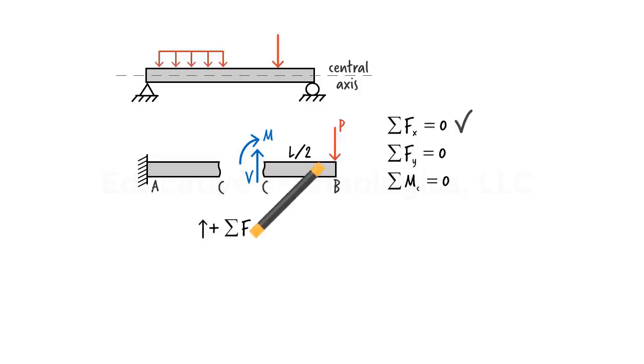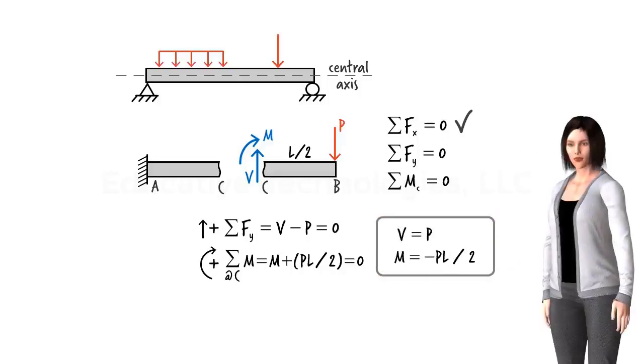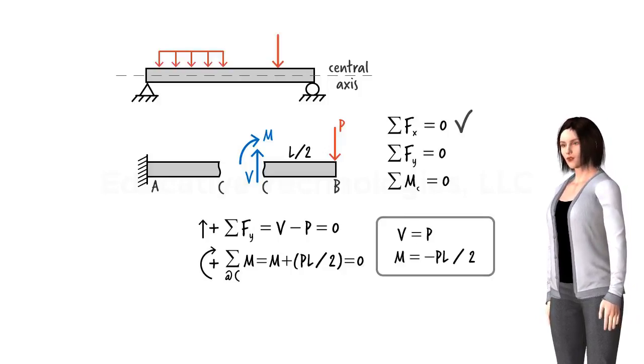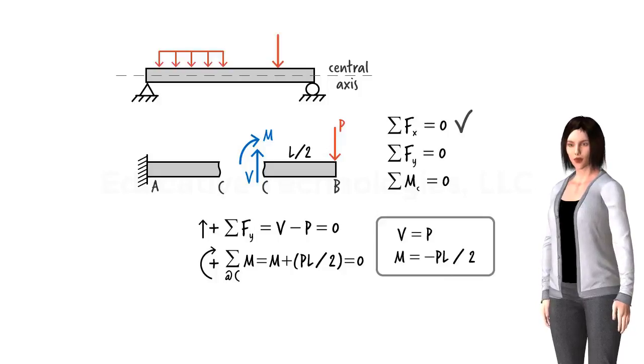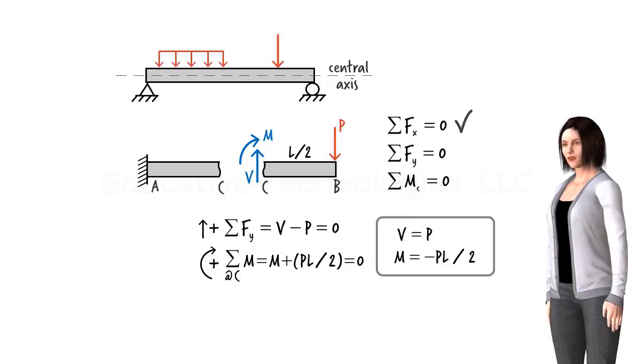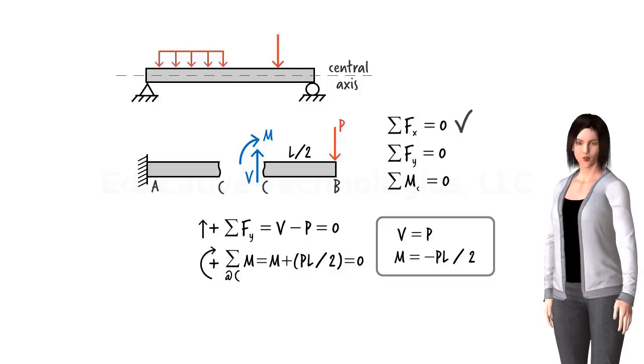Here are the two equilibrium equations in terms of V and m. Solving for the two internal forces, we get V equals P and m equals negative P times L over 2. Here we can conclude that when a beam is subjected to a transversal load, a load that is perpendicular to the beam's central axis, then two types of internal forces develop in the beam, a shear force and a bending moment. Generally speaking, these forces do not remain constant in the beam. Their values may need to be determined at critical locations throughout the beam.